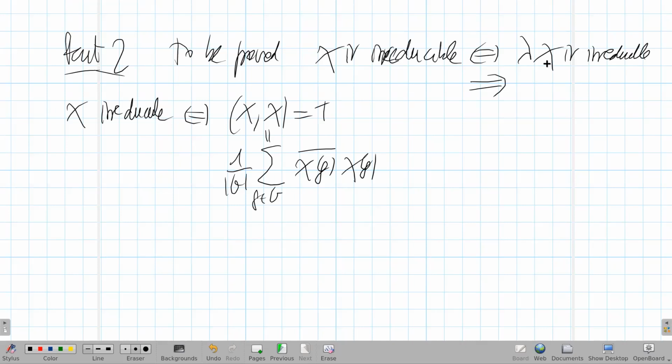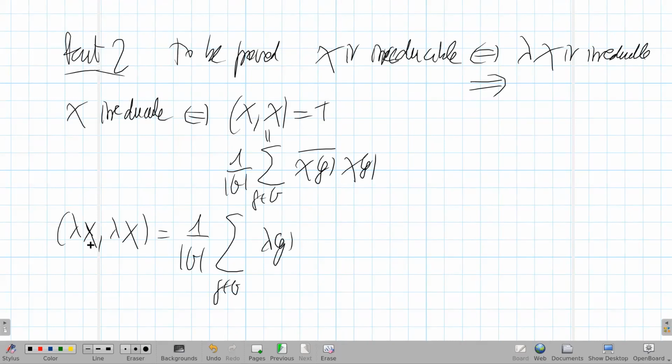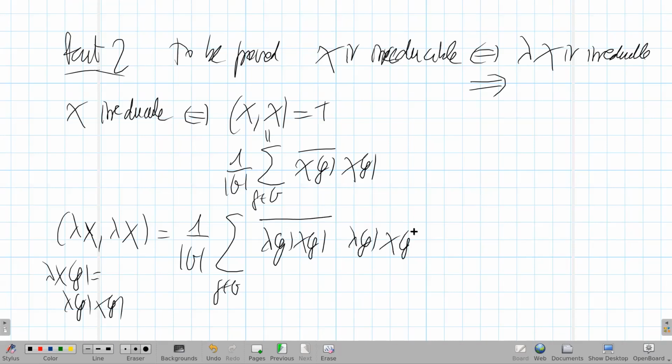Let's consider this inner product. Okay, so this is 1 over |G|, sum over g in G. You have lambda g chi of g conjugate, times lambda g chi of g, because remember that for lambda chi, the value of the product is just the product of the values, by definition. But let's rearrange things. These are just numbers. This is a sum of complex numbers.